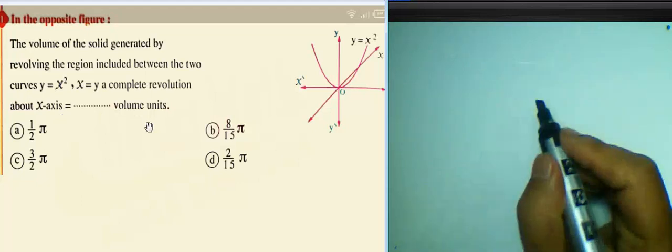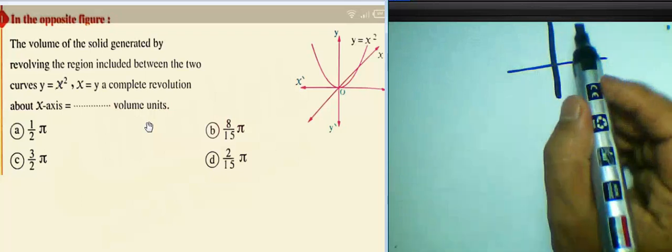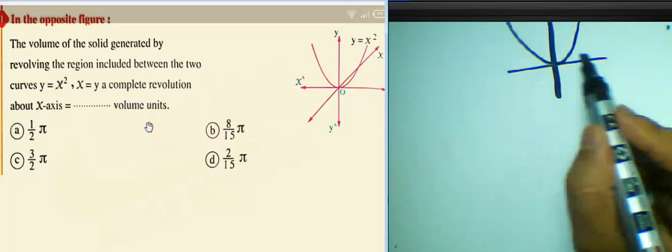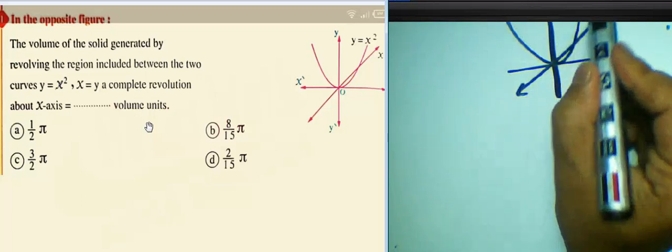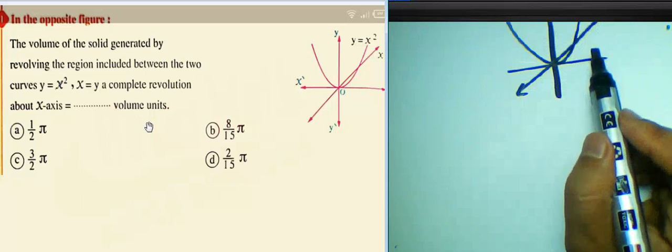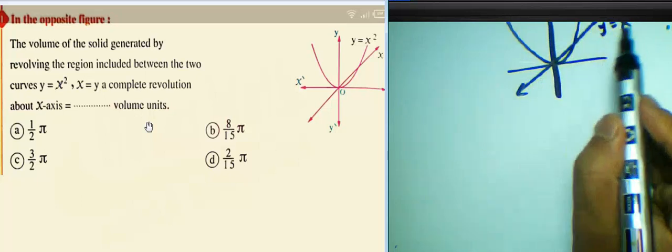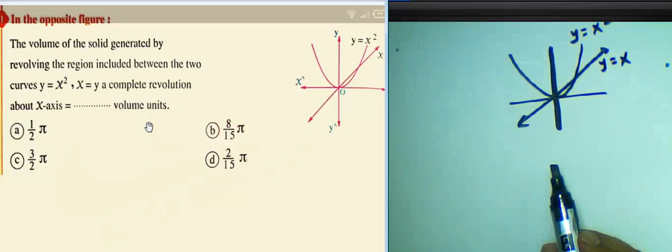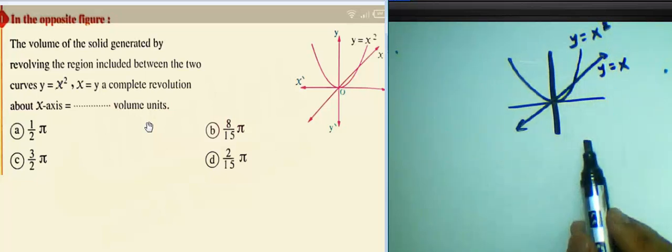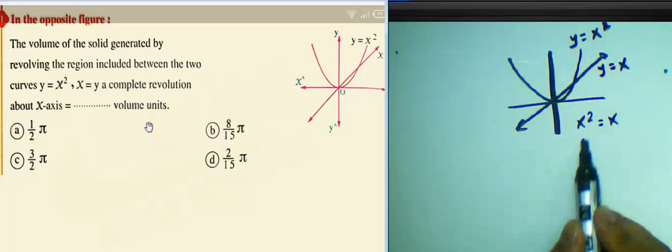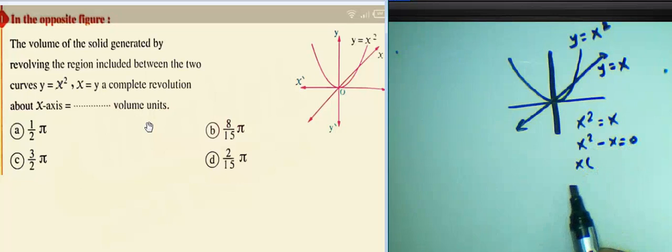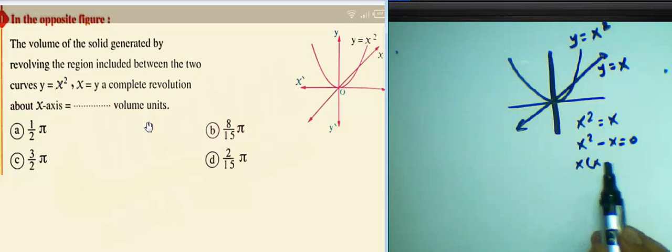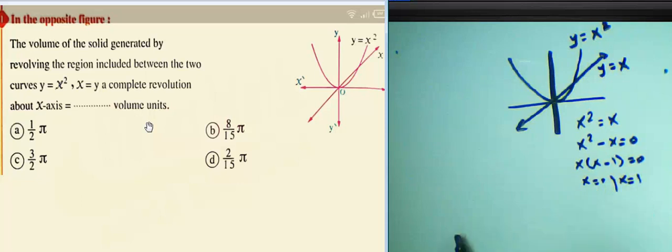Okay, we have here this curve and this straight line. We must know the intersection. Here y equals x power 2 and here y equals x, so we must put y1 equal y2. Then x power 2 equals x, so x power 2 minus x equals 0. Then we can write x outside, between two terms. The result will be x times (x minus 1) equals 0, then x equals 0 or x equals 1.